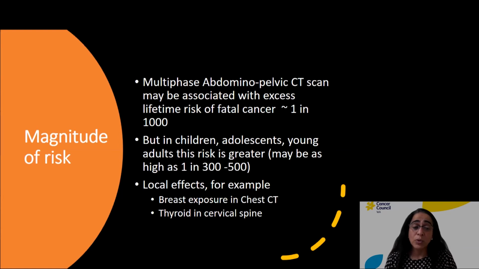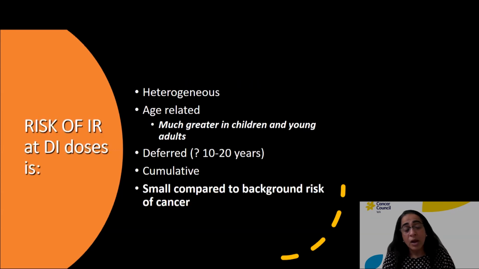And certain organs are more susceptible to local effects of radiation, such as breast exposure during CT study or thyroid exposure during cervical spine imaging. However, this risk is heterogeneous. It is age-related, much higher in children and young adults, and is often deferred by 10 to 20 years. This risk is cumulative. However, it remains small compared to the background risk of cancer.